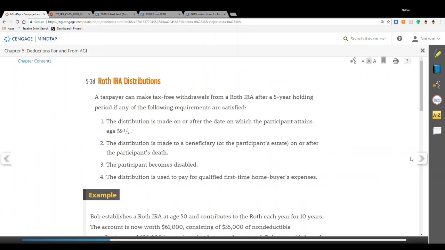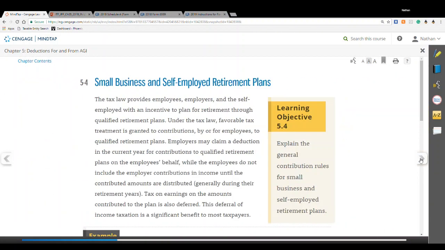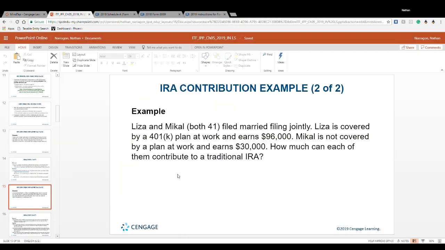In fact, IRAs are actually pretty cool. I would actually tell you to look into it because you can even put a rent house into an IRA, which is kind of cool.